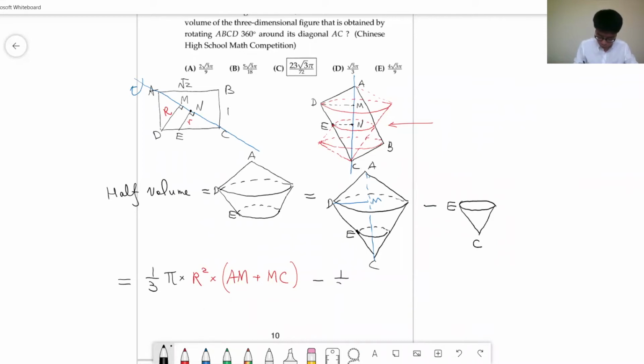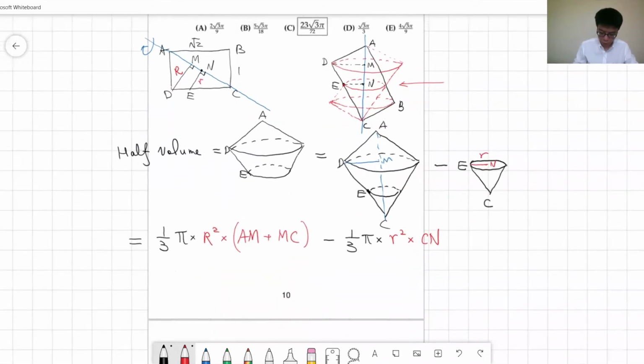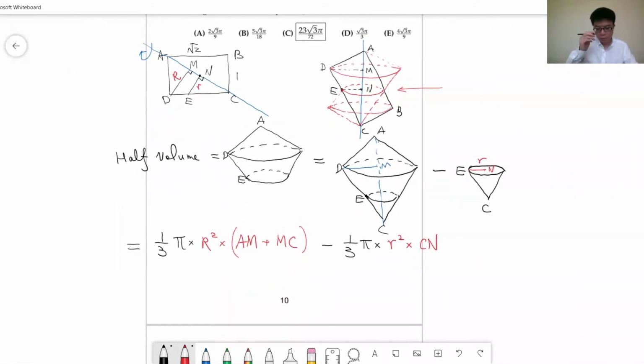We still have the formula 1 over 3 pi times EN squared. EN is little r. N is here, right? This N here, little r squared times the height. The height is CN, which is just 1/2 of AC. So we can calculate all these numbers. 1 over 3 pi. So now what is capital R?